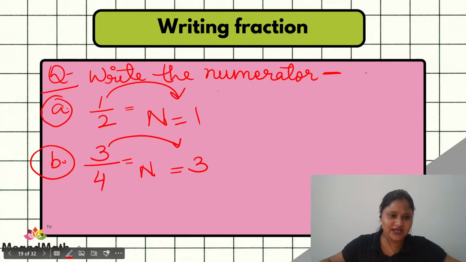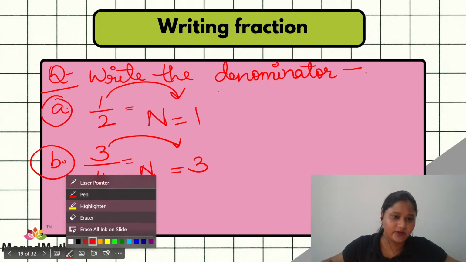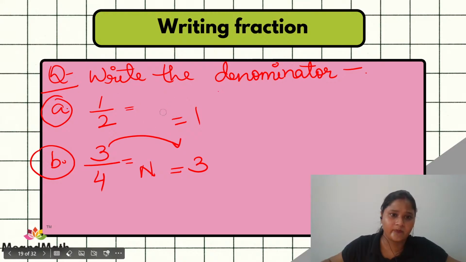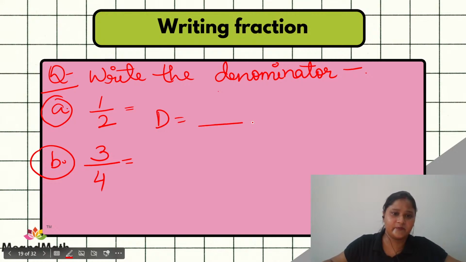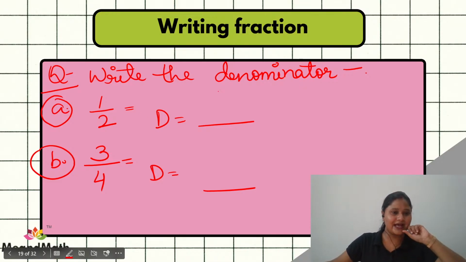Okay, let's change the question and the number will remain the same. Suppose I'm asking you, tell me the denominator. Now, in the same question, you have to tell me what is the denominator. Come on. What will be the denominator here? Yes, you have given the right answer. The numerator in A is 1 and in B is 3.